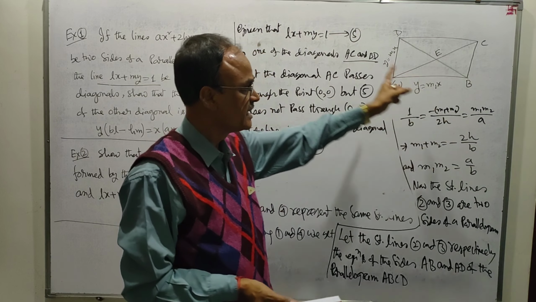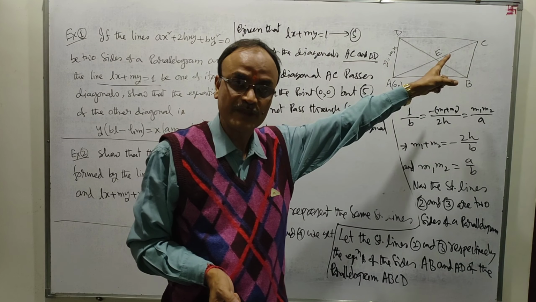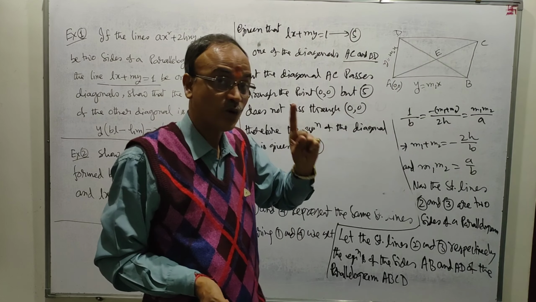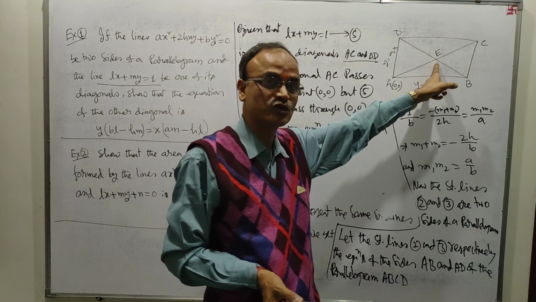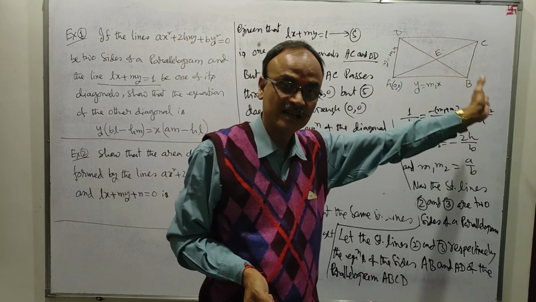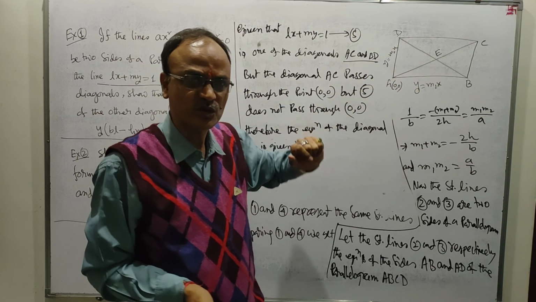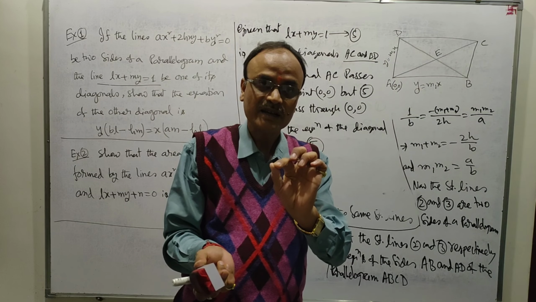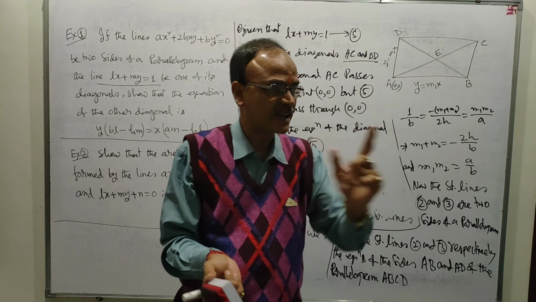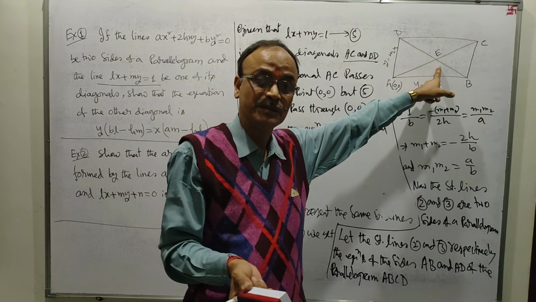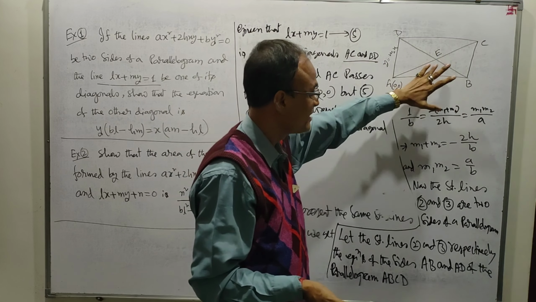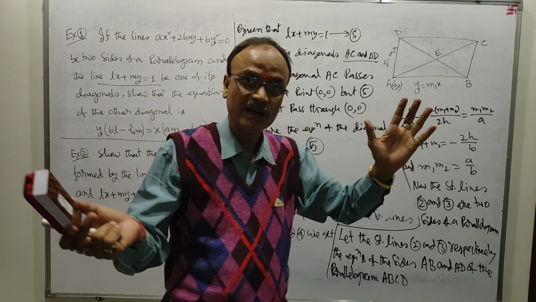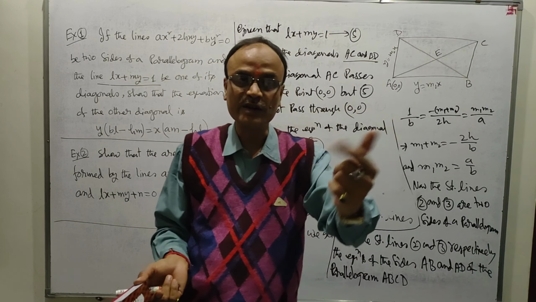We know that the diagonal AC passes through the point 0, 0. Also, it passes through the point E. What is E? It is the middle point of AC, obviously. If the two diagonals AC and BD meet at the point E, then E is obviously the middle point of the diagonal AC as well as the diagonal BD.